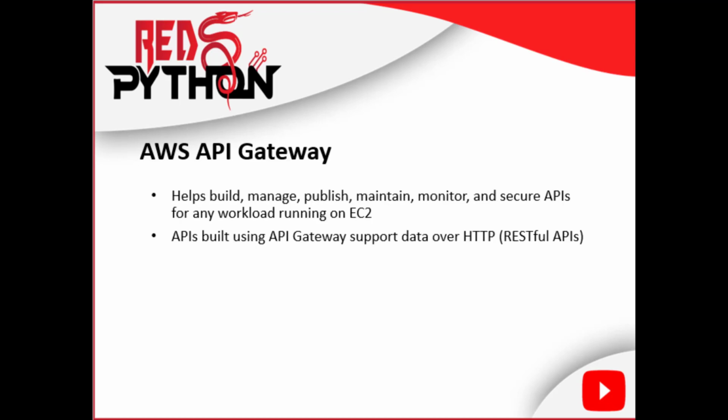Last but not least, AWS API Gateway will help you build, manage, publish, maintain, monitor, and secure APIs for any workload running on EC2. It is used mainly by developers to manage and secure APIs, mainly REST APIs.